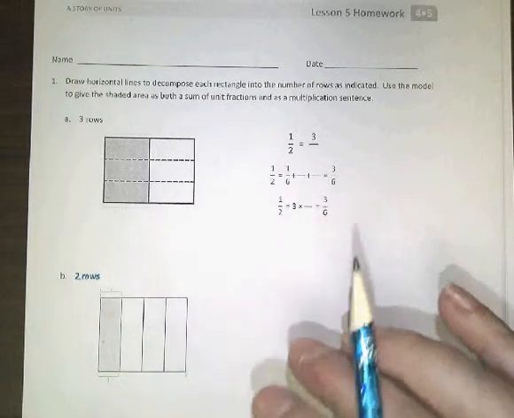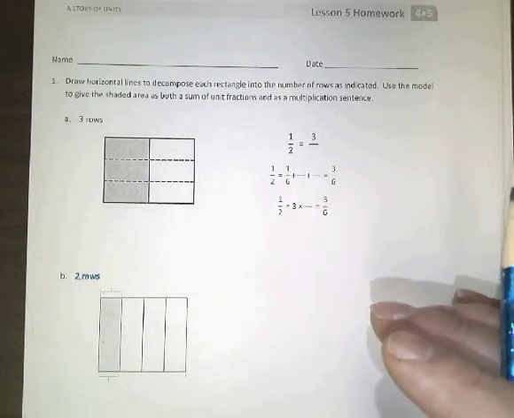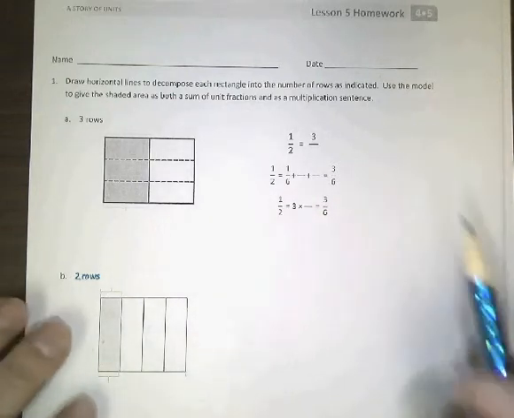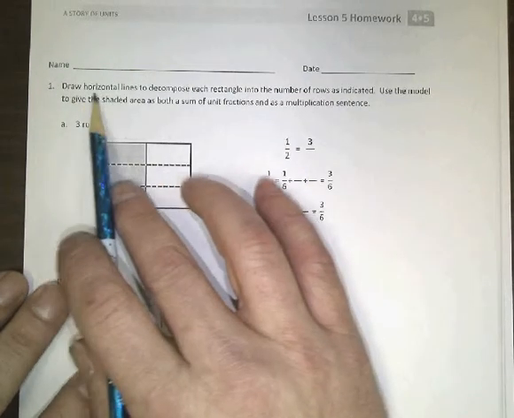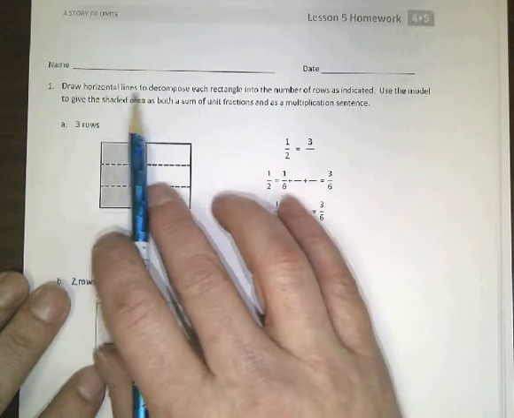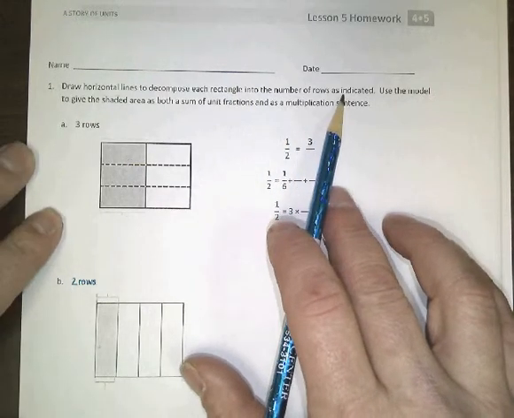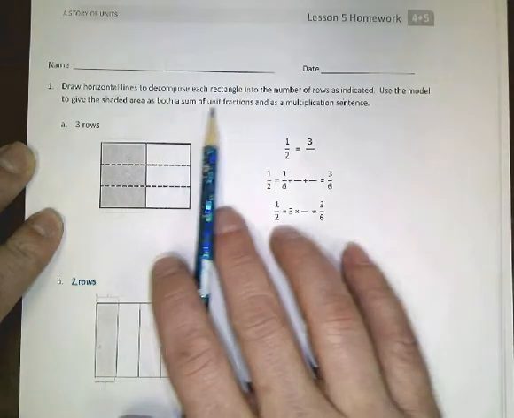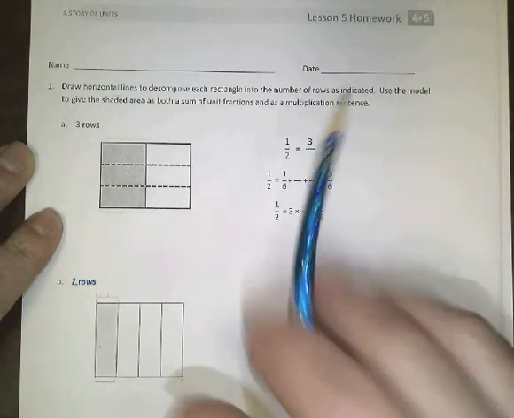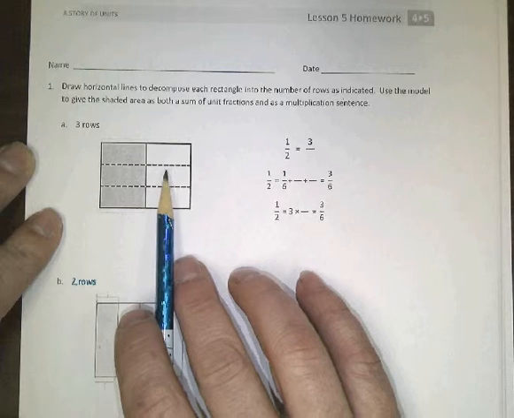Today, for homework, we are looking at fractions using the area model. The instructions for today say: draw horizontal lines to decompose each rectangle into the number of rows as indicated. Use the model of the shaded area to give the shaded area as both a sum of unit fractions and as a multiplication sentence. They've set up the first one for us.